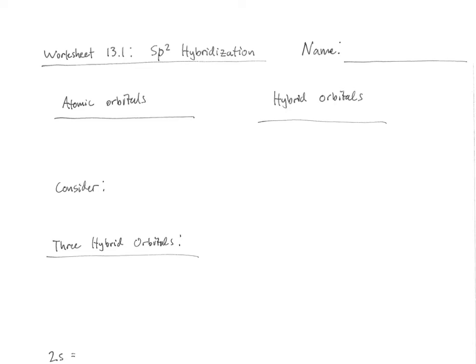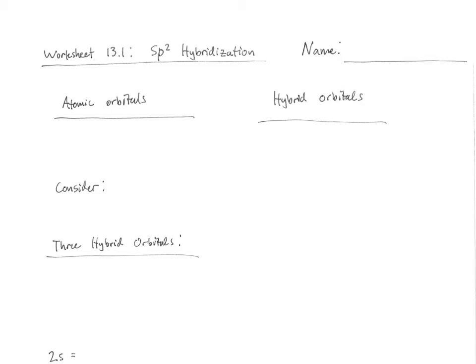Hi everyone, this is worksheet 13.1, SP2 hybridization. In this worksheet, we're going to see how the SP2 hybridization works as a combination of 2s and 2p orbitals, and where we get the 120-degree angle that we know so well from the SP2 hybridization.